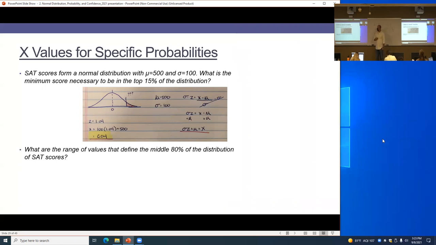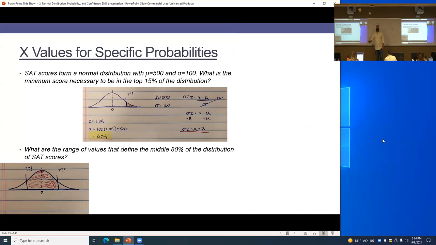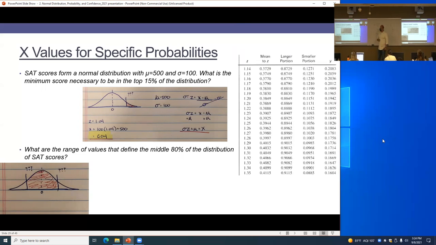What's the range of values that define the middle 80% of the distribution of SAT scores? Same thing. First I'm going to plot this out and wrap my head around it. What am I looking for? Something symmetrical. I'm looking for something that goes from the mean up to an upper bound of 40%, and from the mean down below 40%. So again, pull up my Z table. Okay, Elizabeth, what are we looking for here?